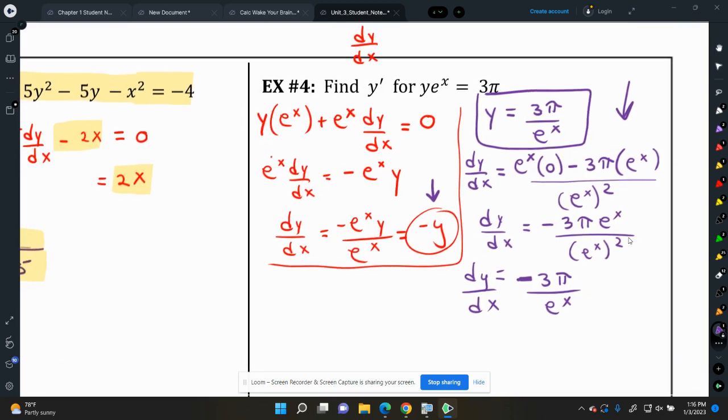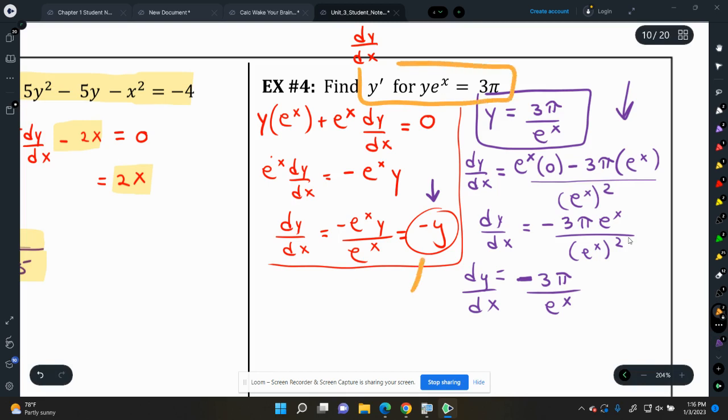I will tell you, however, on your AP exam, sometimes a multiple choice question will give you something like this, right? And you do this, but the multiple choice selections are in that form. You have to at least understand that they're the same.